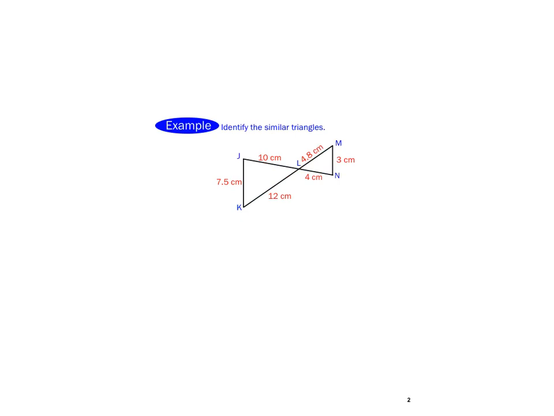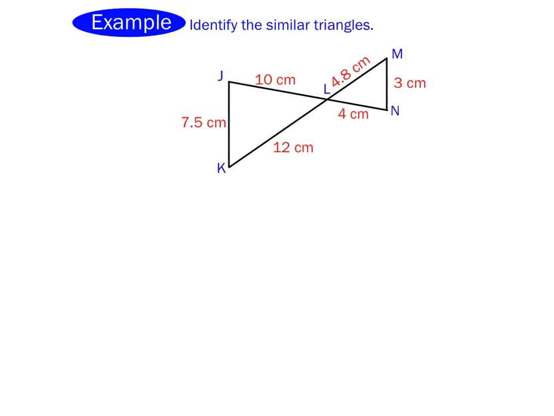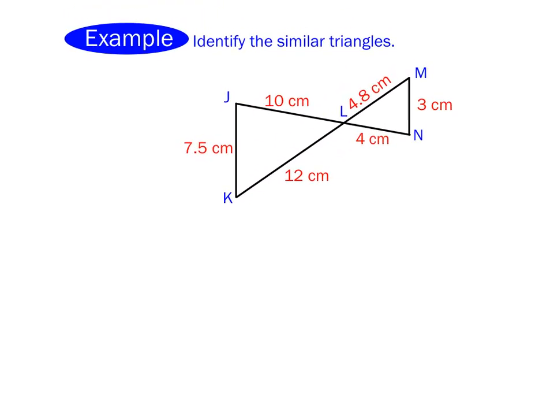Let's do an example. This is a great example because it says to identify the similar triangles. There's no angles given, so this should be a giveaway that instead of using angles, we're going to have to use sides. We're going to have to pick sides that correspond with one another. To make this easier on yourself, I would go the biggest divided by the biggest.